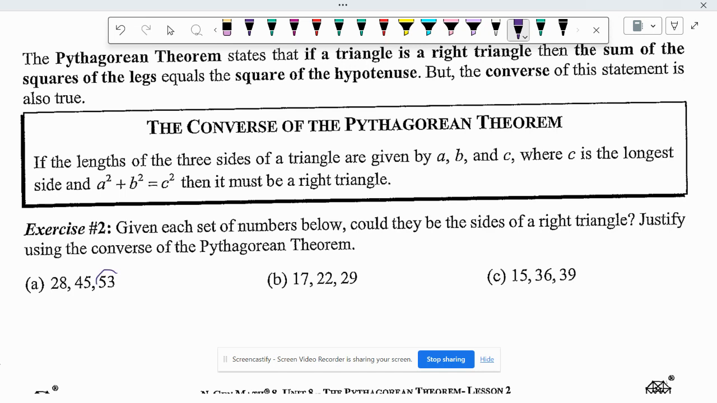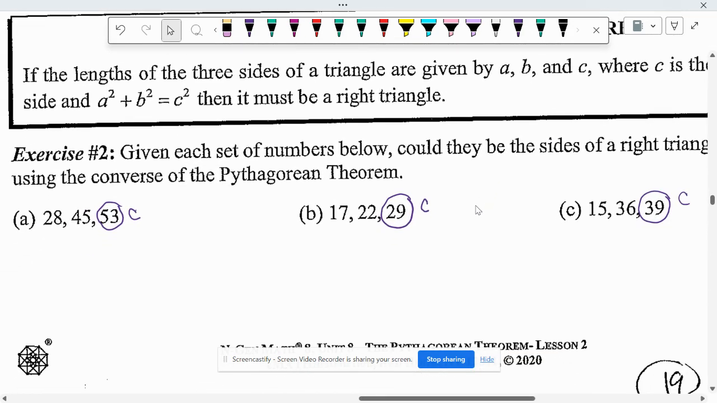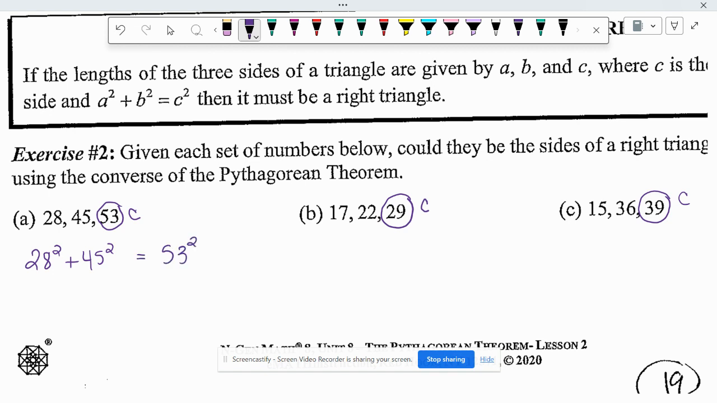So I always circle the bigger side and I label it C, because C is always the biggest number. And then remember that A and B are interchangeable. It doesn't matter which one you call A or which one you call B. So I just set this up as 28 squared plus 45 squared equals 53 squared. And in my calculator, I figure out what 28 squared plus 45 squared is.